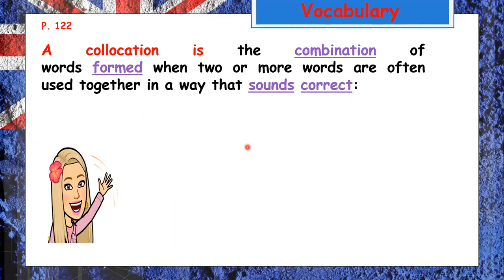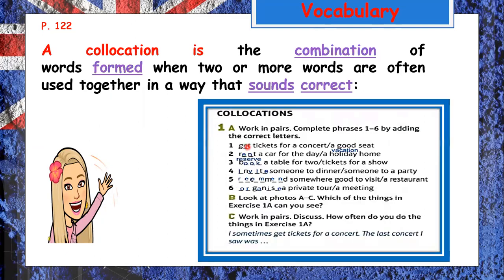Now, in the vocabulary, we are going to study collocations, but first I want to let you know what a collocation is. A collocation is a combination of words, when two or more words are often used together in a way that sounds correct. In this unit, you need to work in pairs and complete phrases from 1 to 6 by adding the correct letters.